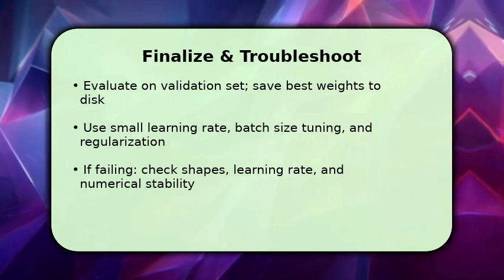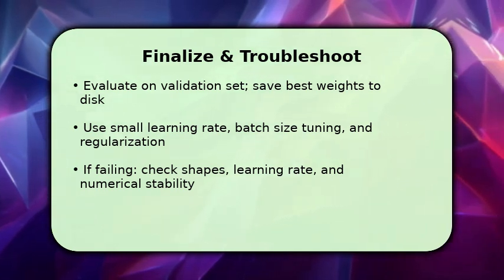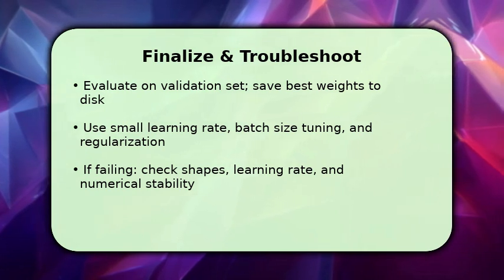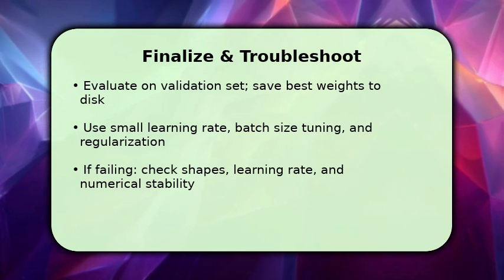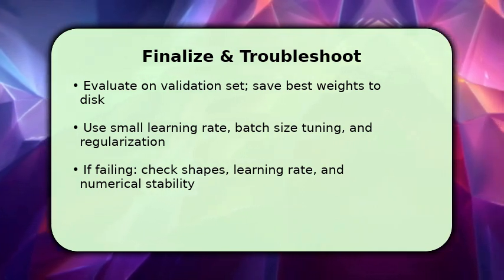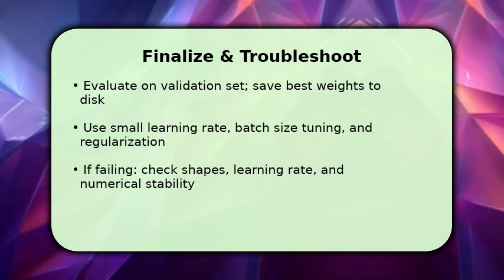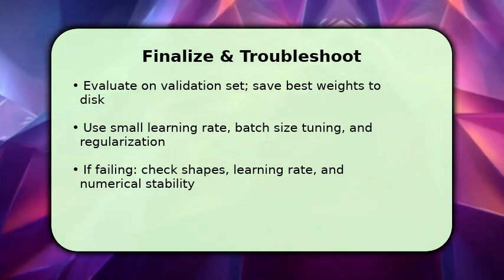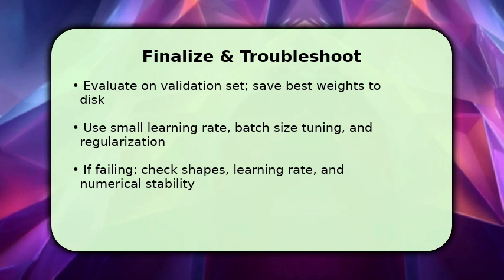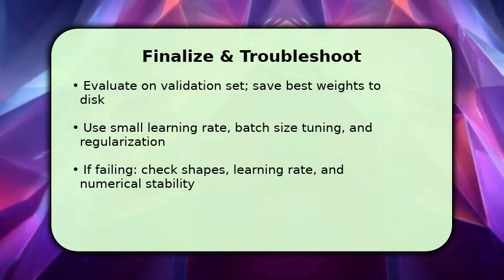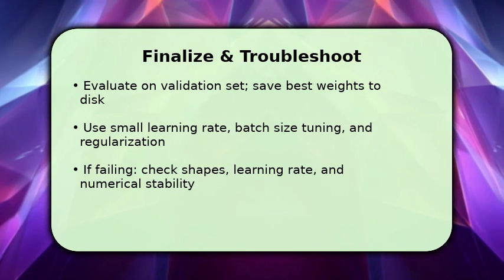If performance is poor, try reducing learning rate, adjusting batch size, or adding L2/dropout regularization. If things go wrong, inspect tensor shapes, gradient magnitudes, and numerical stability. Print intermediate activations to find NaNs or exploding values. Finally, run a few unit tests for forward and backward passes to ensure correctness.